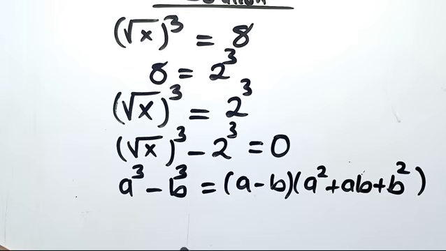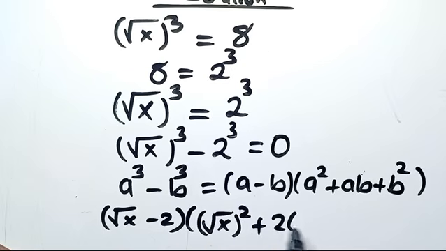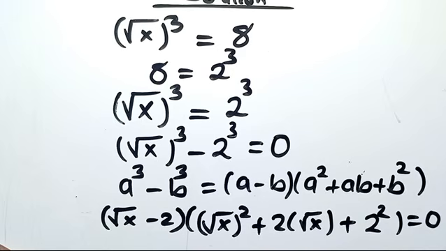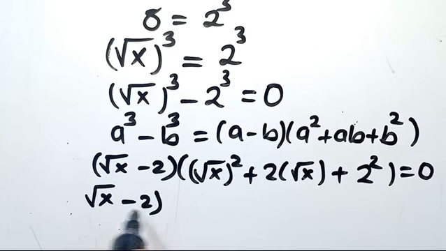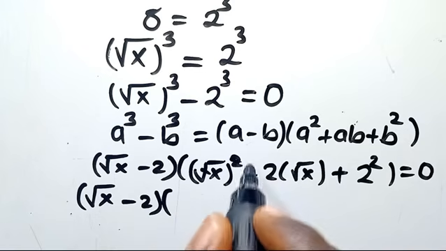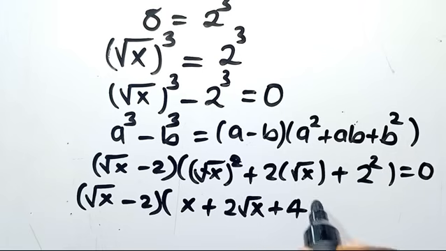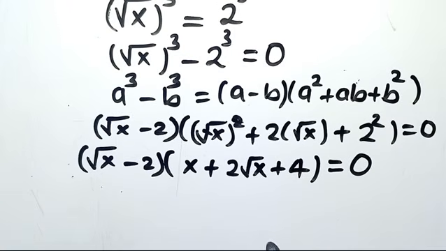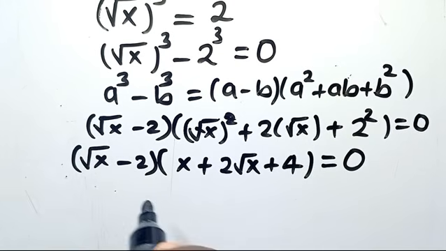So from here, we are going to have (√x − 2) times ((√x)² + 2√x + 2²) equals 0. Now from here we have (√x − 2) times (x + 2√x + 4) equals 0. So now from here, let's apply the zero product rule.